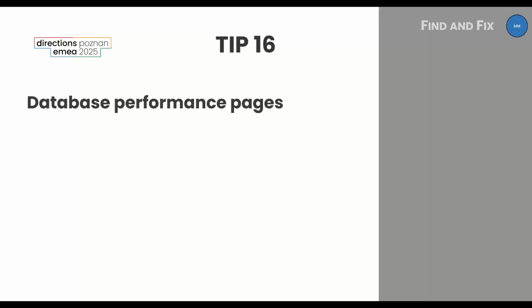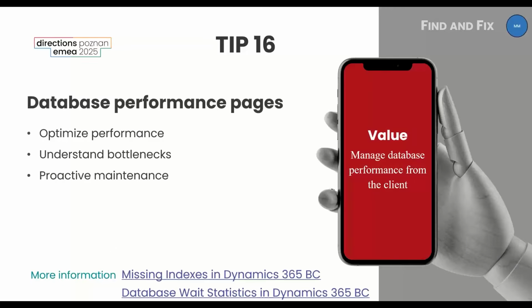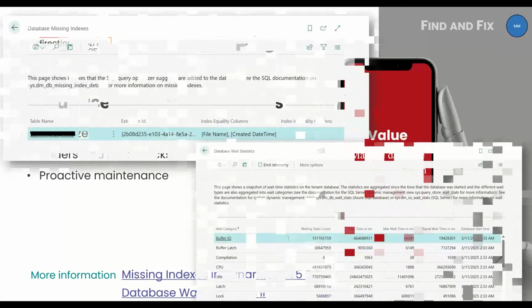So tip 16 is about database performance pages. All of our customers are using the cloud version of BC, and as you know, you cannot access the database in the cloud. And often you just want to check some performance of the database. You also want to understand maybe if there are some bottlenecks, and still you don't have many options to do anything. And the idea here is that Microsoft provided two pages for us.